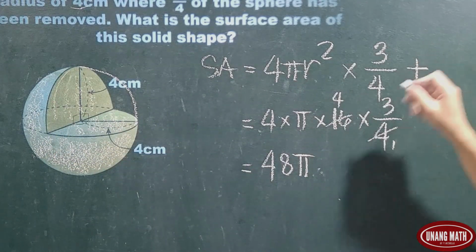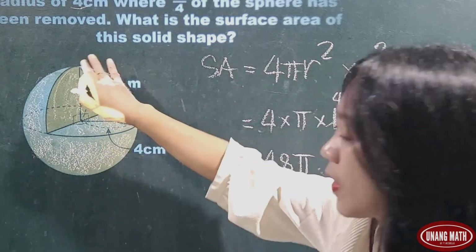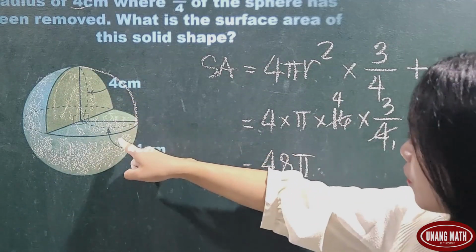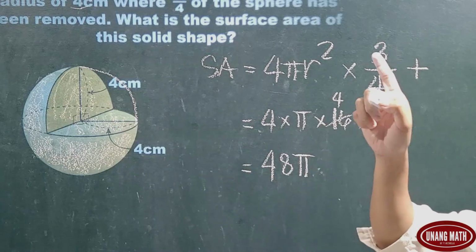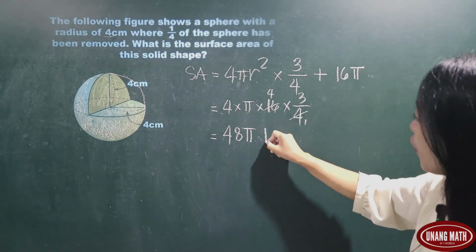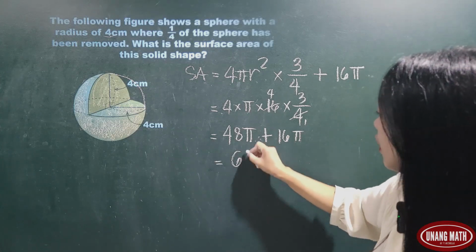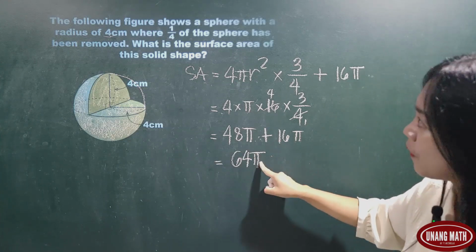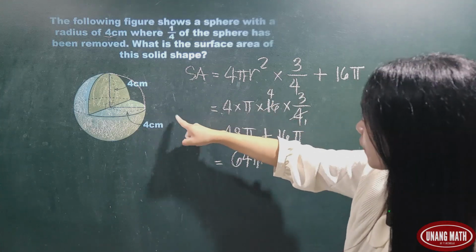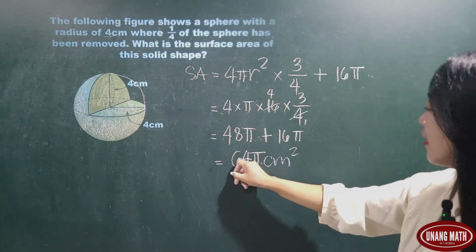We have to add the surface area of this part since 1/4 is removed. So this is also considered a surface area. So the radius is 4 centimeters. So 4 squared is 16. So this is 16 pi. So 48 pi plus 16 pi, then this is equal to 64 pi. So the surface area of this sphere with the removed part is 64 pi squared centimeters.